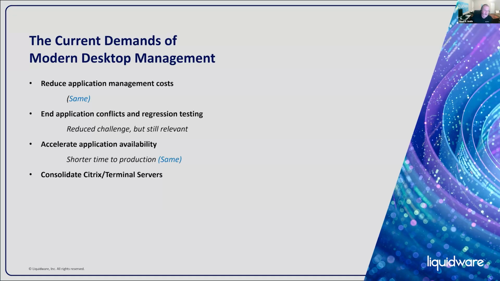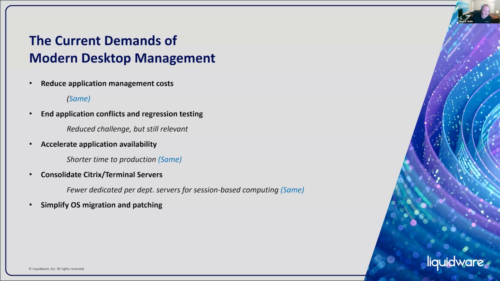Consolidating server-based computing, which in modern terms would be multi-session computing with AVD, and with XenApp, as it was called, and Virtual Apps and Desktops is what Citrix calls it today. Fewer dedicated servers per department. Now you can just have the apps come in for unique users.